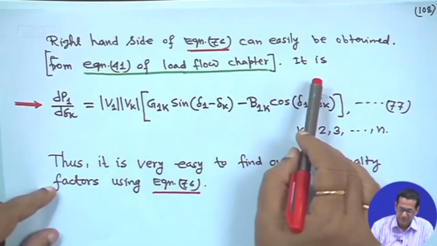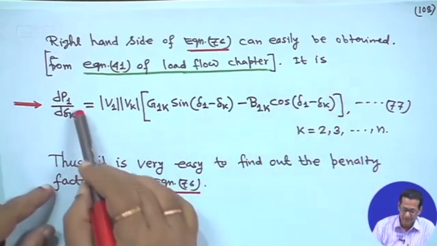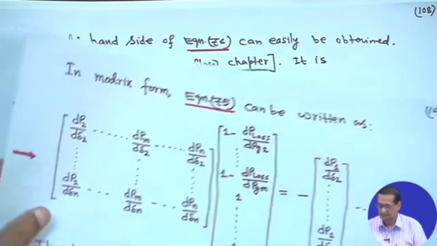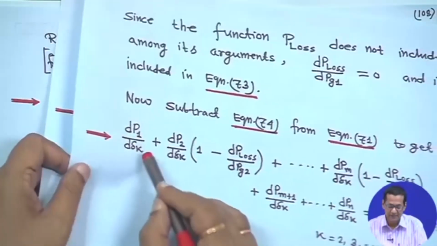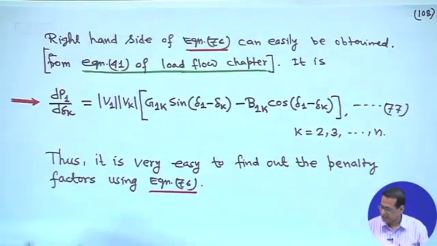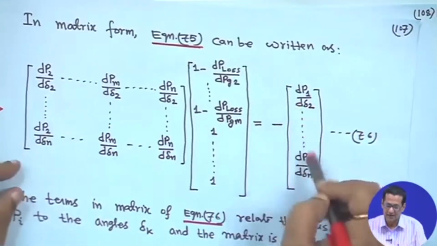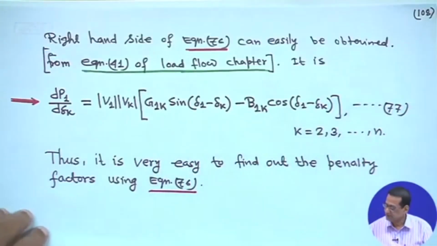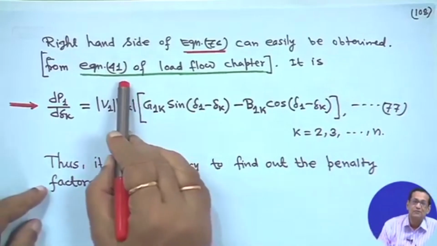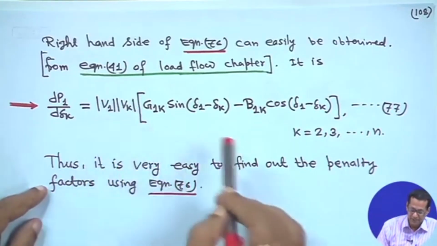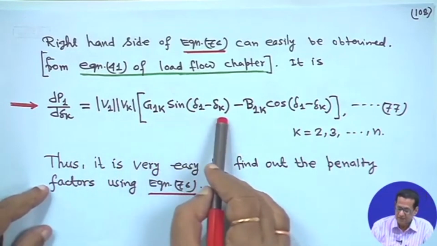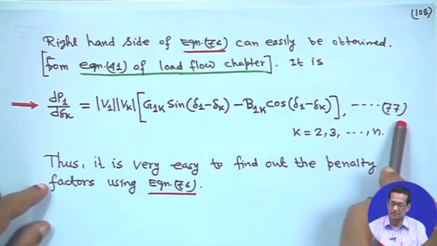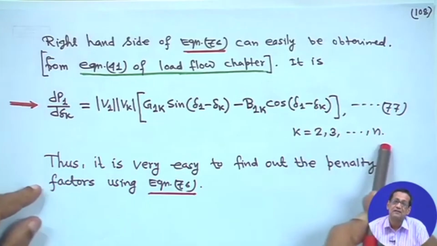Now, if you take the derivative of delta P1 upon delta delta k, that is in general this equation, this dP1 by d delta k, which I have written here, in the right hand side is a column vector, minus dP1 upon d delta 2 up to dP1 d delta n, right. So, this equation, equation 41 of the load flow chapter, is equal to mod V1 Vk, then G1k sin of (delta 1 minus delta k) minus B1k cosine of (delta 1 minus delta k). This is equation 77, and k is equal to 2, 3, up to n, right.